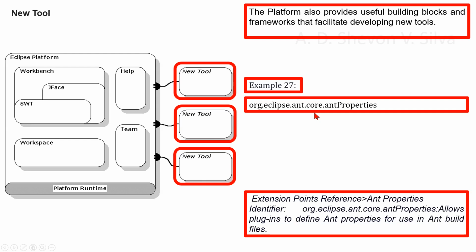Now we are considering extension point reference and properties in Ant properties. Identifier org.eclipse.ant.core.antProperties allows plugins to define Ant properties for use in Ant build files.